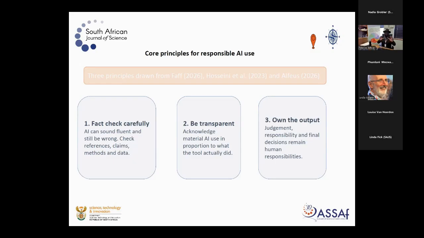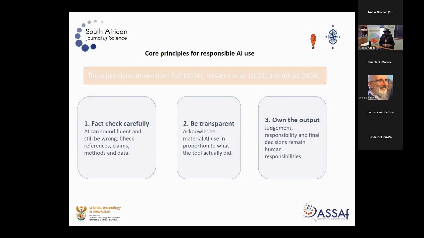Just make sure you fact check carefully, and also be transparent. This is the second point that I want to make. You must acknowledge in the acknowledgement section of your paper the material use of AI, what you have done and what AI has done. You also have to document your prompts, because sometimes the journal would want a transcript of your conversation or engagement with the AI.